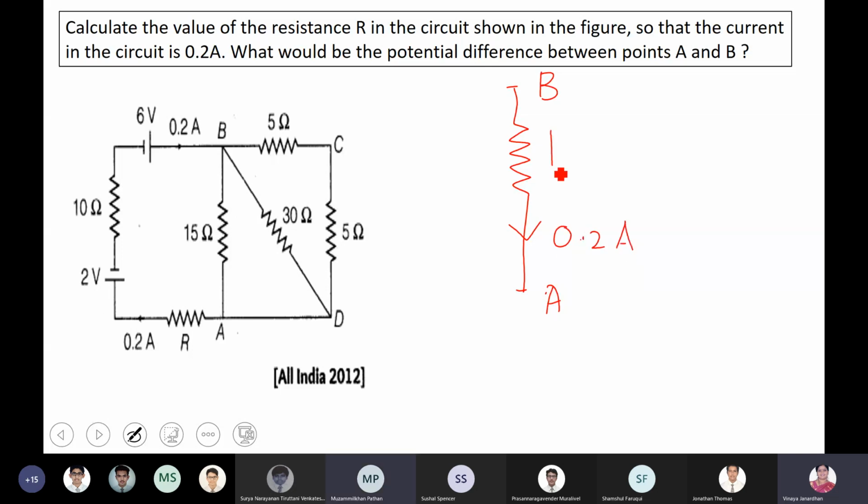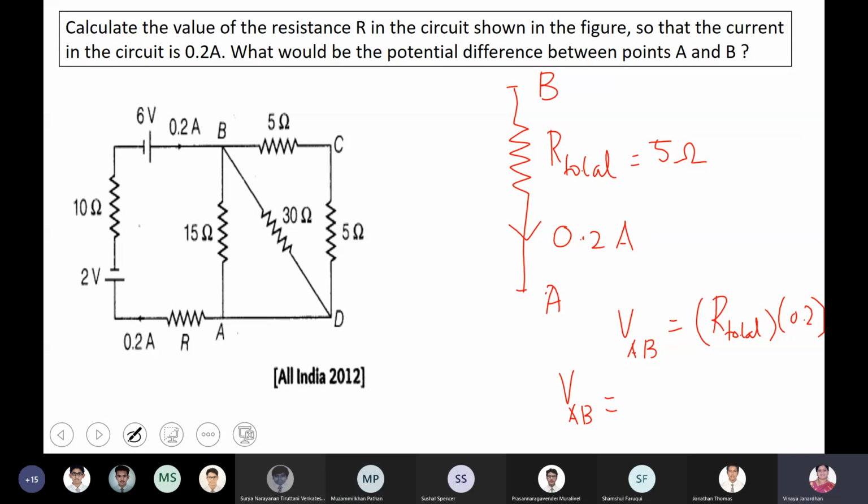The equivalent resistance R total, what was R total? R total was 5 ohm. Okay, so then what is the potential difference across VAB? It is R total into 0.2 ampere. So VAB will be equal to R total, 5, into 0.2. So is it 1 volt? Is that 1 volt? Yes, ma'am. Okay, fine.